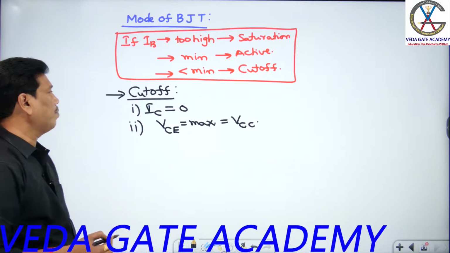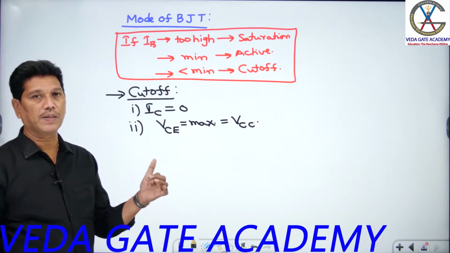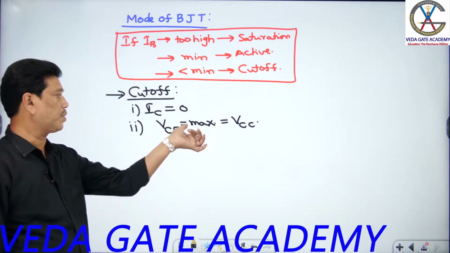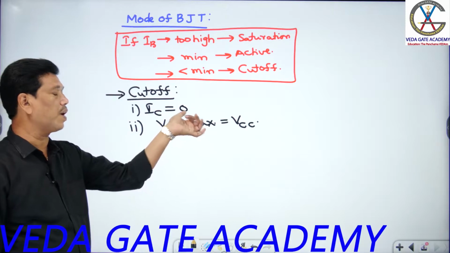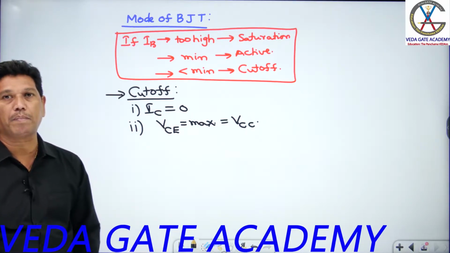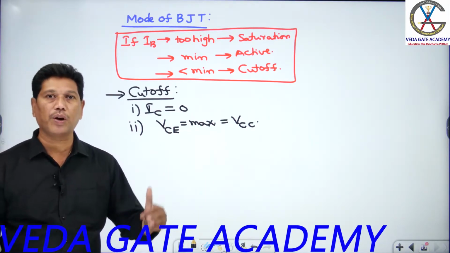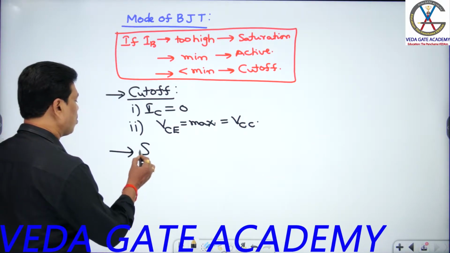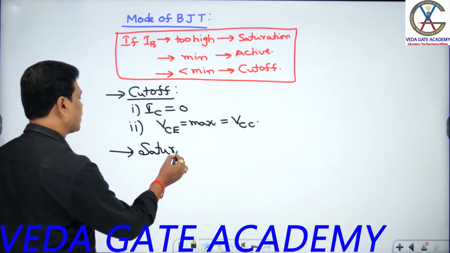So in this cutoff mode, the BJT does not dissipate power as heat, students, because collector power dissipation equals VC into IC, and anyhow IC is 0, so the BJT does not dissipate power as heat under cutoff mode, where it acts as an open switch. Other than this, you know that, students, saturation mode: in saturation mode BJT acts as a closed switch.